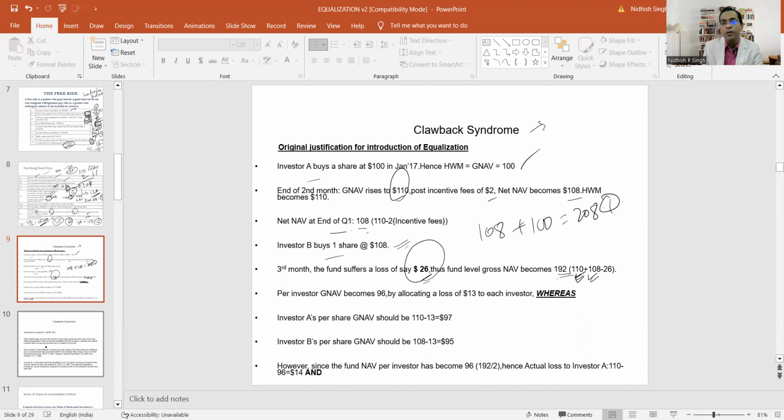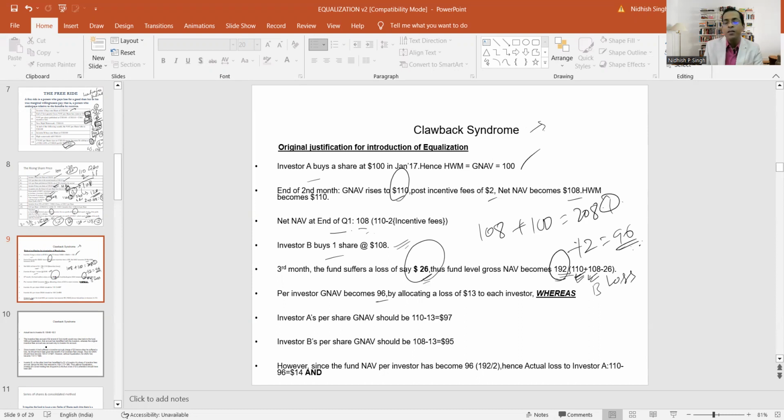Start of the quarter, fund was 110. New fund that is subscribed by B is 108, and loss is $26. So 192 is the current NAV. Now, per investor NAV will become 96, because this divided by 2 becomes 96. So that is the NAV per investor.